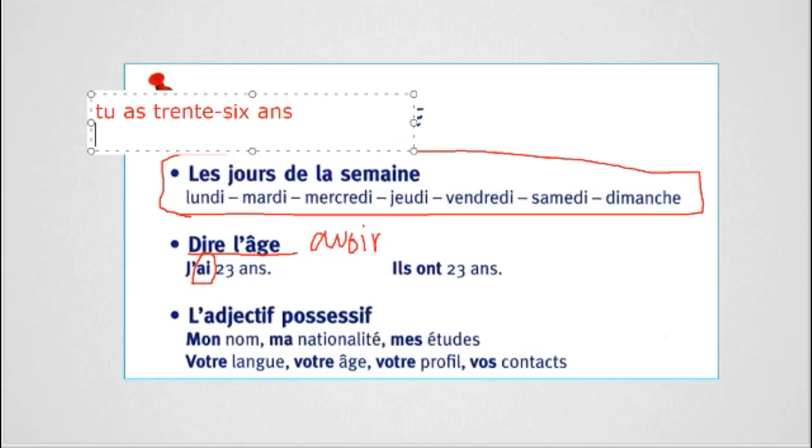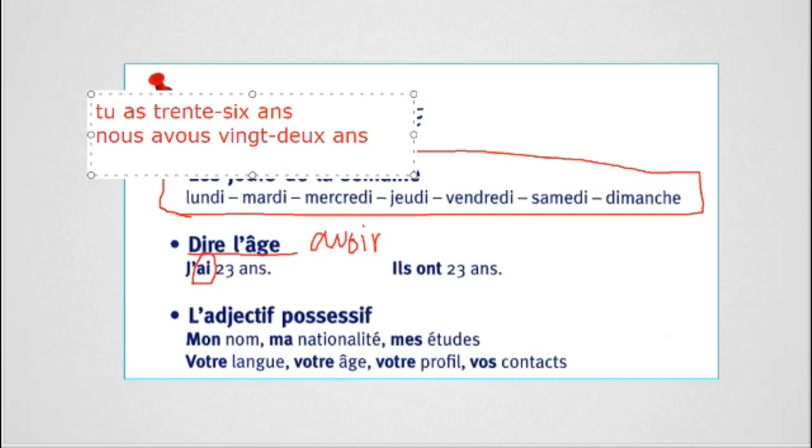We are 22 years old. We... nous avons... It's 22. Okay. Nous avons vingt-deux ans. Yes, nous avons 22 ans.